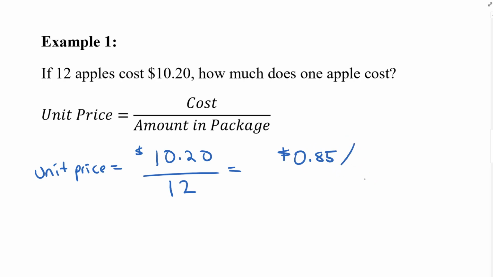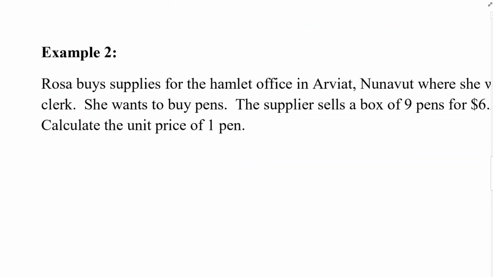Now, what is one of those? When we were talking about milk, it was liters, so here it was per apple. You could say 85 cents or $0.85 for 1 apple. You could also write it out that way. When you read it out, when you see that divided by, it means per. Just like in the fraction bar, $10.20 per 12 is the same thing as 85 cents per 1.